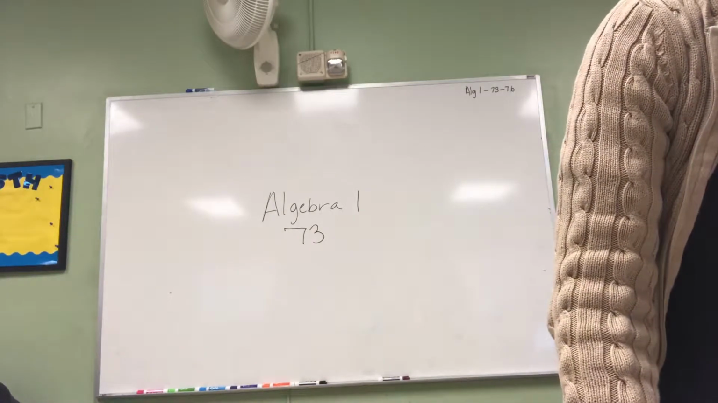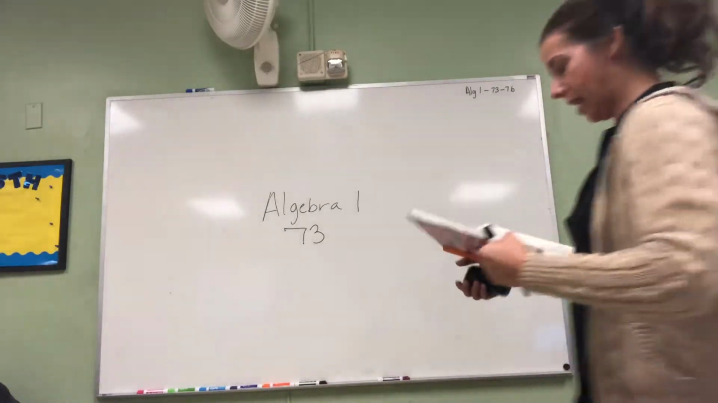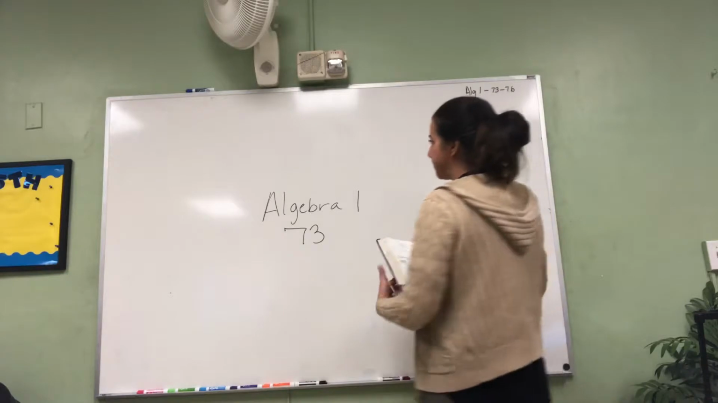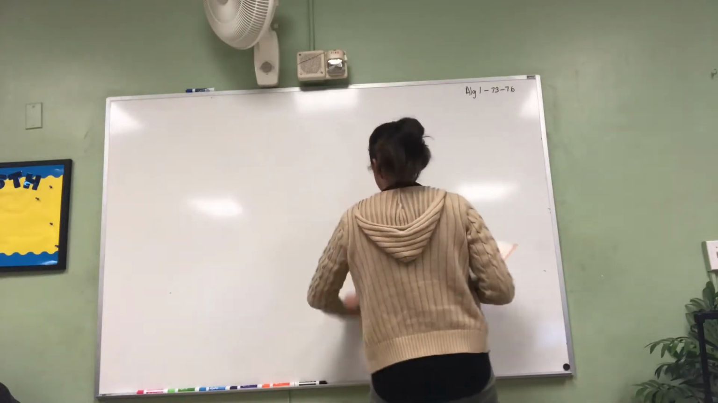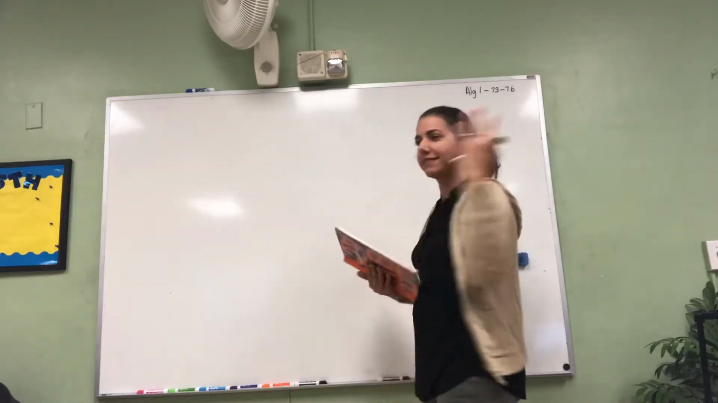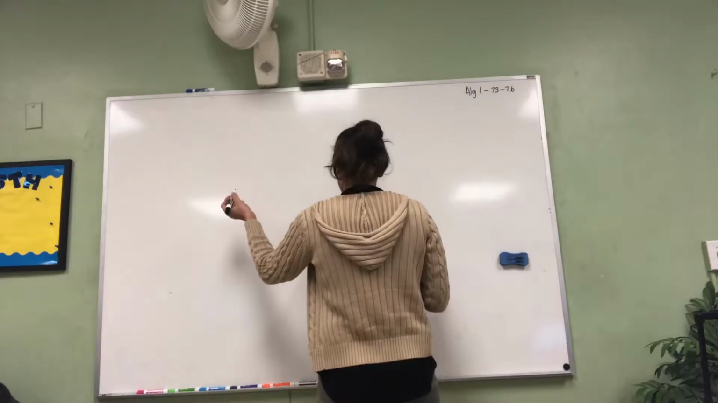Algebra 1, Lesson 73, factoring the difference of two squares. So this is my favorite because it's easy. Don't you like things that are easy? I do. All right, factoring the difference of squares.